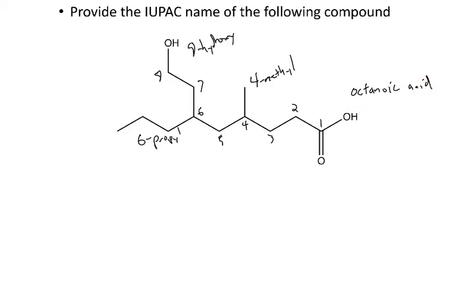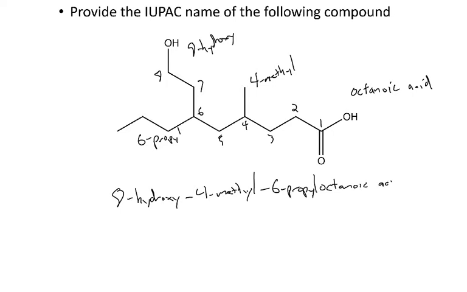And so then I'll put the substituents in alphabetical order. So it looks like we're going to have 8-hydroxy, 4-methyl, 6-propyl, and then because the carboxylic acid basically always has to be at the end, we generally don't give a number for it because it's understood that it's going to be number 1. So it would be 6-propyl, and then we'd finish it off with octanoic acid.